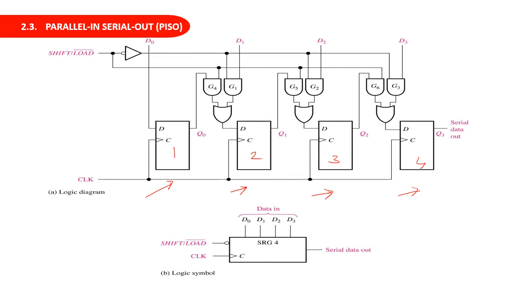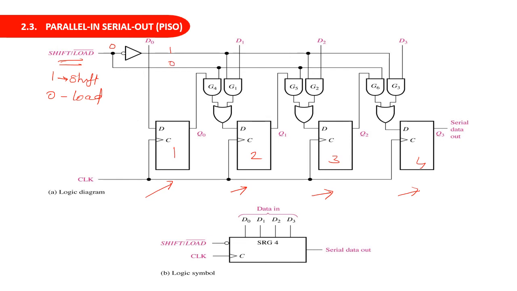So here you can see that we are using one additional control, shift bar load complement. That means when this pin is 1, we will get a shift operation, and when it is 0, we will get a load operation. So if we first want to load the data, we will make it 0. When we make this 0, you can see that this line will be 1. So this line will be 1 and this line will be 0.